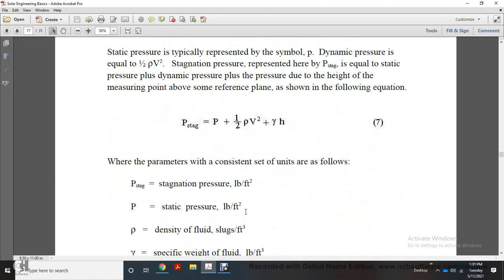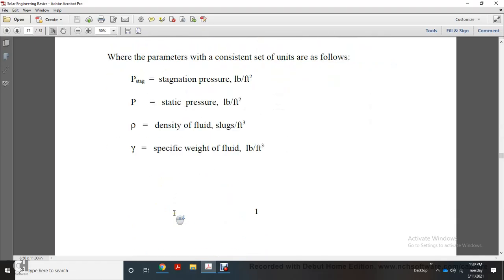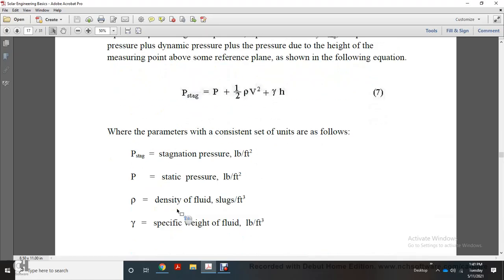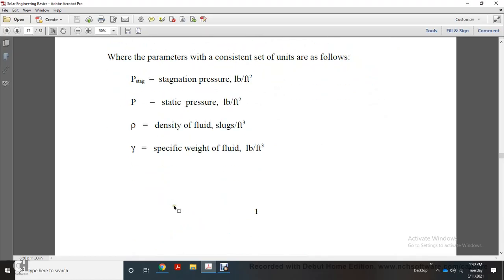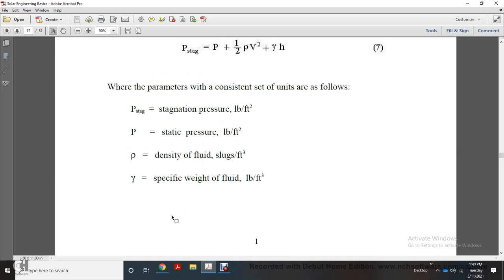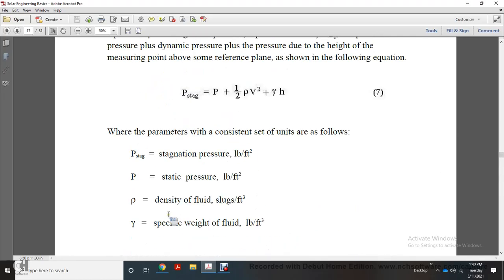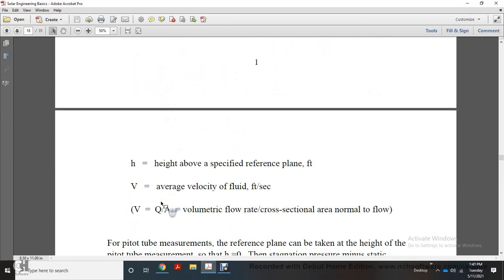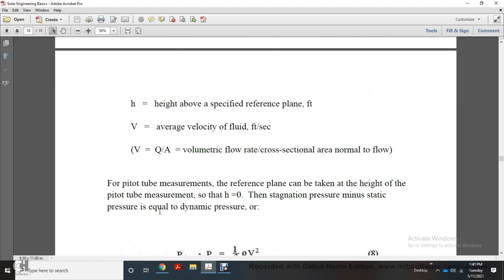Or, when using a consistent set of units, P stagnation is the stagnation pressure in pounds per square foot, P is the static pressure in pounds per square foot, plus 1/2 of the density of the fluid in slugs per cubic foot times the average velocity in feet per second squared, plus the specific weight of the fluid in pounds per cubic foot times h, which is the height above the specified reference plane. For pitot tube measurement, the reference plane can be taken at the height of the pitot tube measurement, so that h is 0.